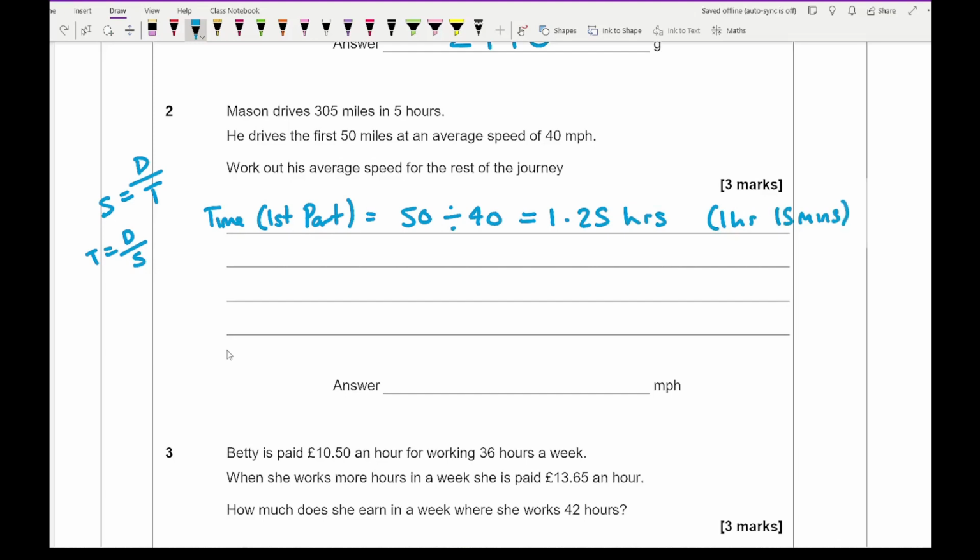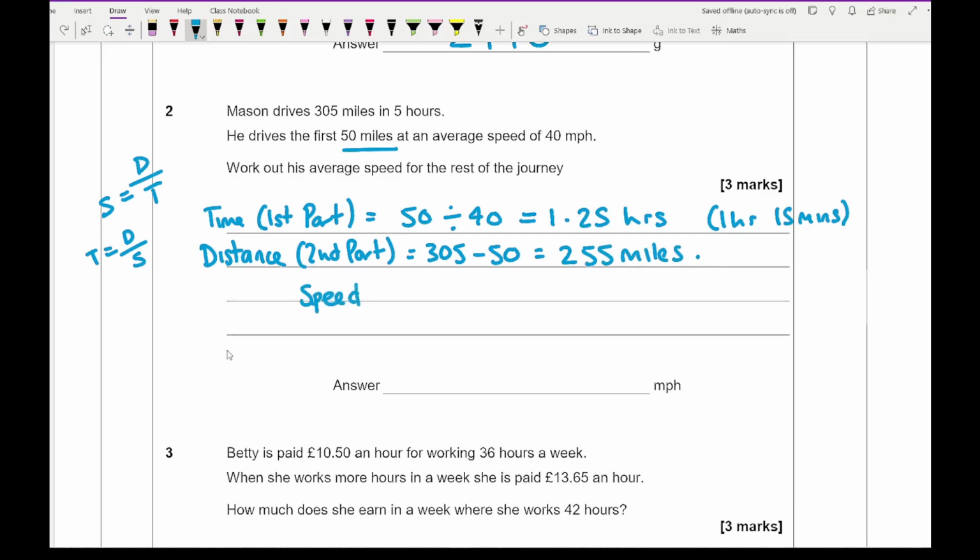Then if I take that away, the distance for the second part is going to be 305 minus 50, because he's already travelled 50 miles for the first part, and that's going to give me 255, and that's in miles. So then to work out the average speed for the second part, speed is equal to distance divided by time. So the distance travelled is 255 divided by the time.